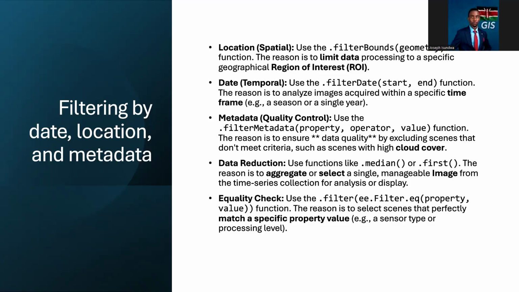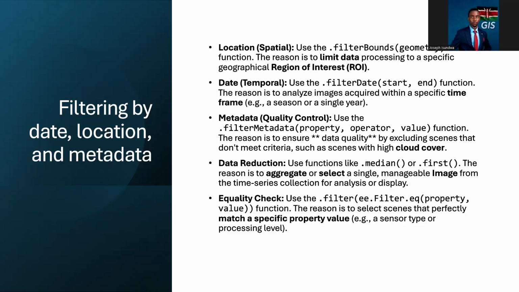And then another way that we can filter is by metadata. This is for quality control. For example, you want only a certain cloud percentage, right? We can filter these images to have a certain percentage of cloud cover to ensure that we have quality data.